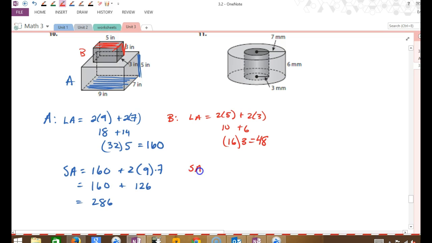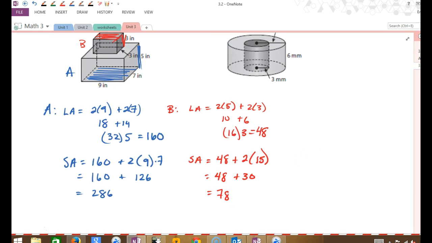So then surface area is going to be the lateral area plus 2 of the bases. So can I say 2 of the bases is 5 times 3, so 15? Is everybody okay with that? 5 times 3? That wasn't a calculator, was it? So 48 plus 15 is 78.